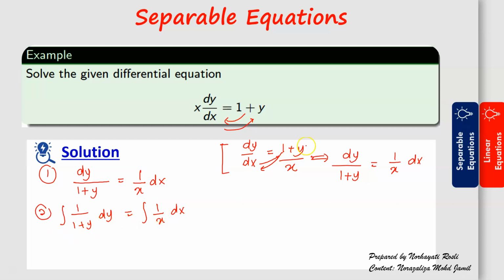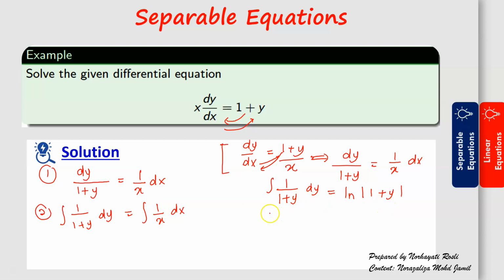For this part, we integrate 1 over 1 plus y dy with respect to y. Integrating this one, you will get ln |1 plus y|. Why do we have the absolute value here? Because for the ln function, this term cannot be negative. It should be positive. If it is negative, it will be undefined.